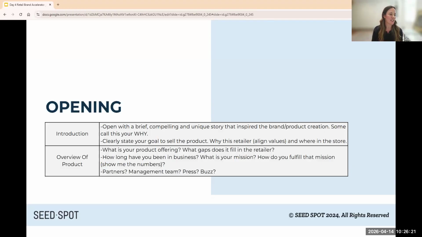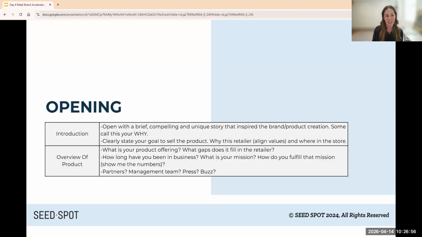And you're also going to obviously review your product. So this is really the heart of it. The origin story should be pretty brief, concise, impactful, and then quickly move on to your product, because that's what the buyer really wants to hear about. So what are you offering? What gaps does it fill for the retailer? How long have you been in business? What's your mission? Do you have partners, a management team? Do you have any press buzz, good social media channels? Definitely get in front of them with why your product is taking off.